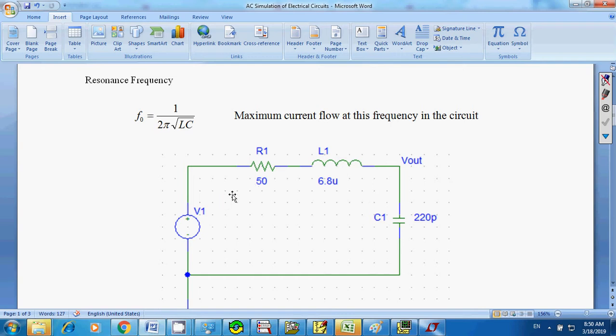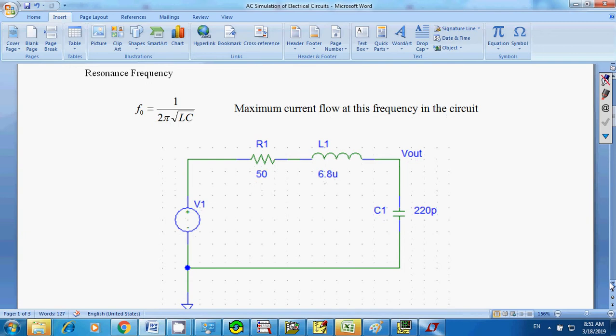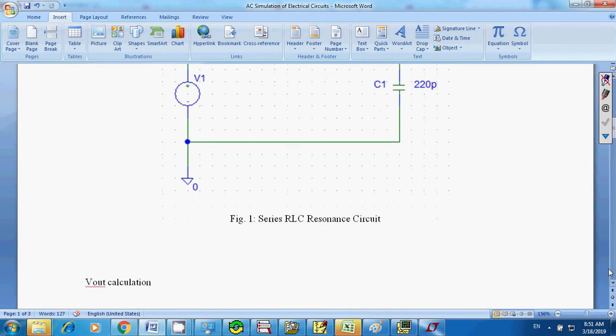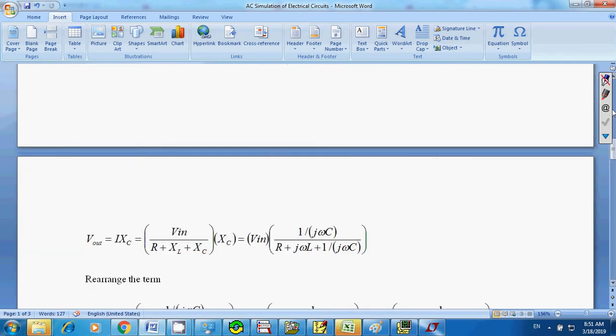So what I have in front of the monitor is, I'm going to put R equal to 50 ohms, the inductance is 6.8 microhenry, and the capacitance is going to be 220 picofarad, and also have an input voltage. Okay, let's take a look quick. Okay, let's finish this one first. This is just for simple calculation.